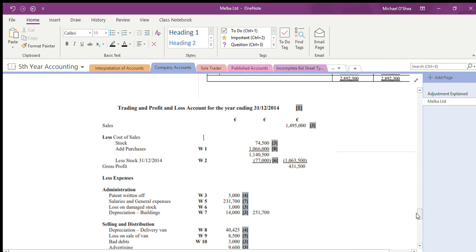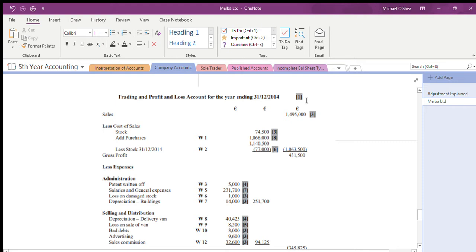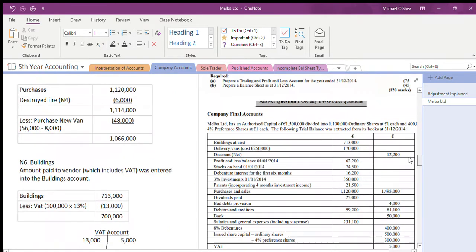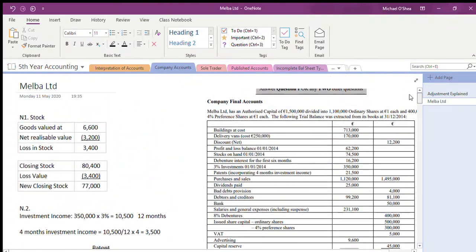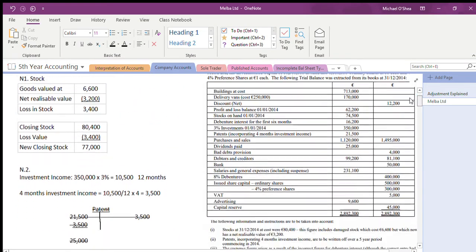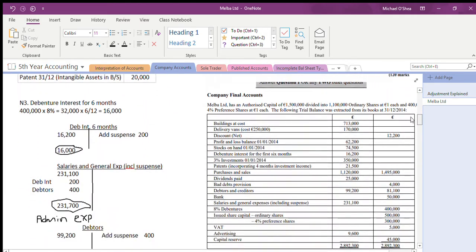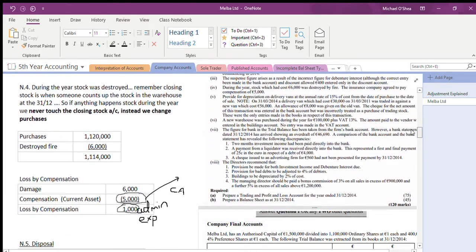Most important part of this, same as for the sole trader, is to make sure that you take the correct figure from your workings. I'll give you an example of that. Purchases, the figure that is in, and this is the marking scheme that I've just copied and pasted here, is 1,066,000. So I'm going to go up to the notes, and if you were looking through your copy, you can see that you would have done a note in note number 4 where you would have adjusted purchases, and you'd have got 1,114,000.